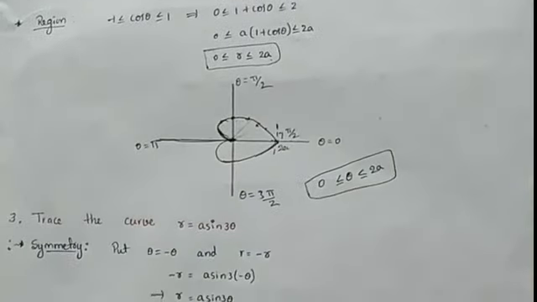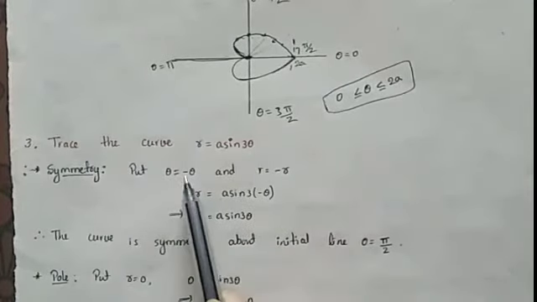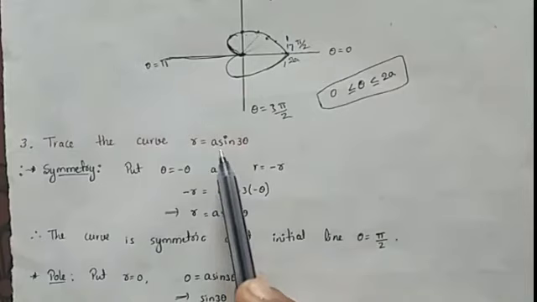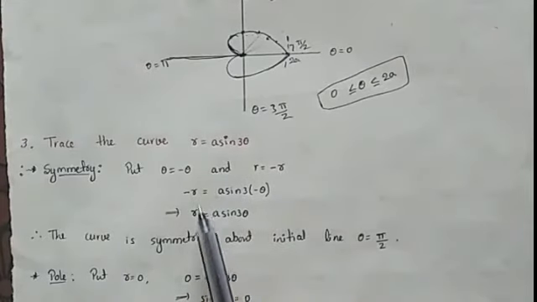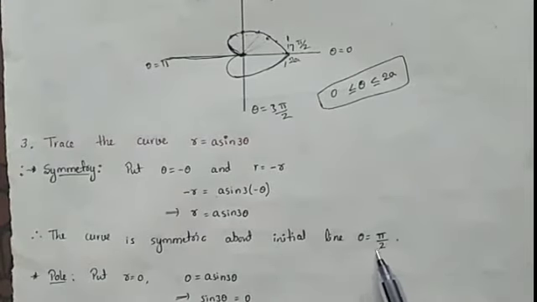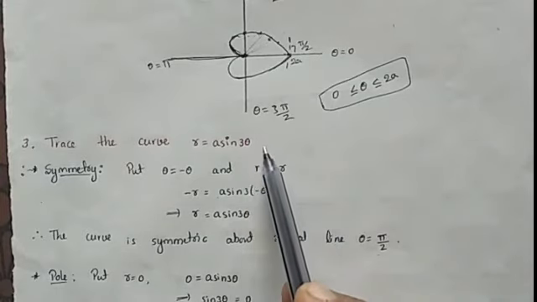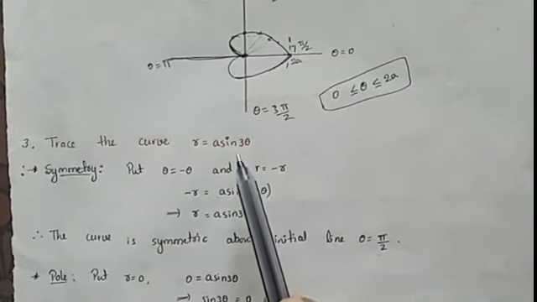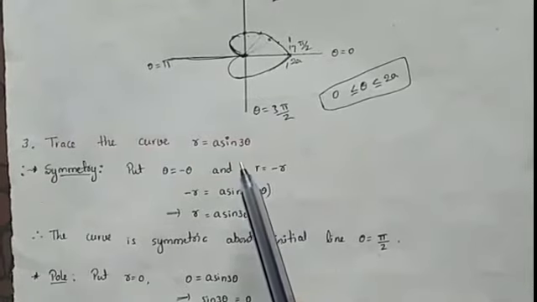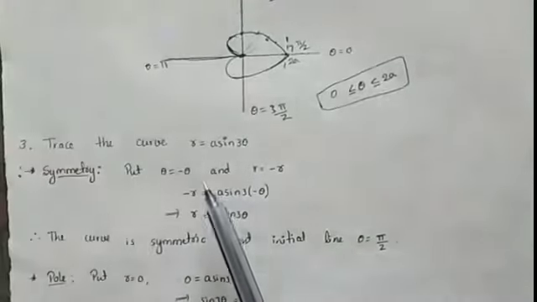The next one is trace the curve r is equal to a sin 3 theta. You replace theta by minus theta and r by minus r, you get the same equation of the curve. Okay, therefore the curve is symmetric about the line theta is equal to pi by 2. You replace theta by minus theta, the equation of the curve changes. Hence we replace theta by minus theta and r by minus r.